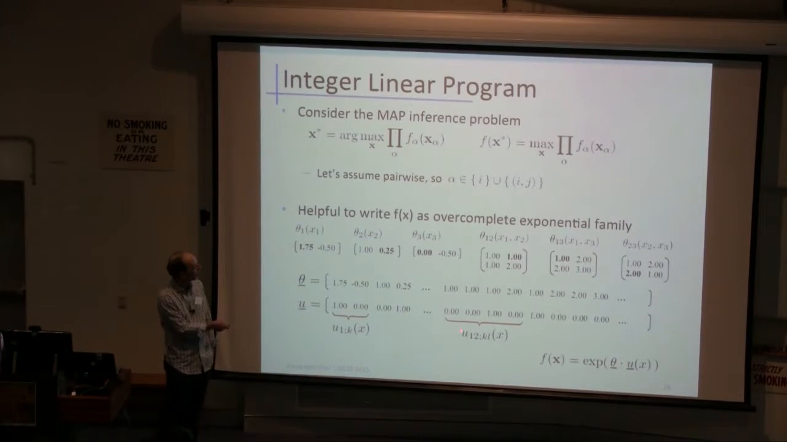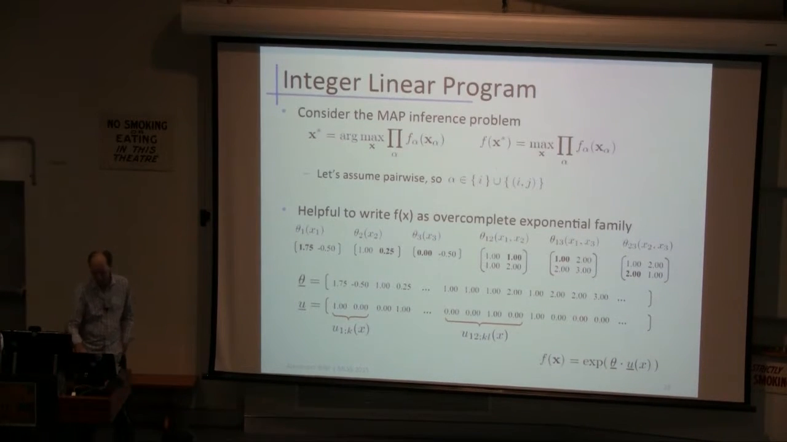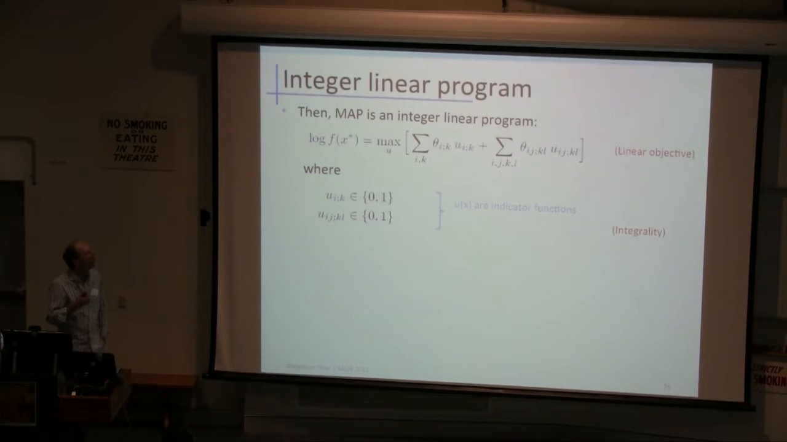We'll also have notation for pairs, so u_{1,2} are the indicators associated with the pair x1, x2, and it'll be 1 if they take on value kl. So here, for instance, x1, x2 took on value 0, 1. So out of these 4 possibilities for x1, x2, one of them is on. Okay. So then optimization over x can just be viewed as this integer linear program over this vector u.